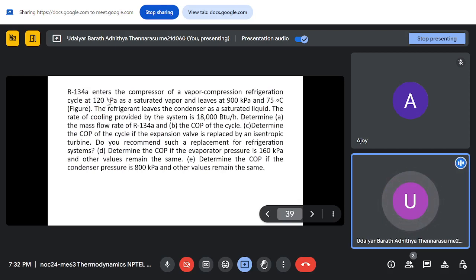Then they are saying that the refrigerant leaves the condenser as a saturated liquid. The rate of cooling provided by the system is 18,000 British thermal units per hour, and then determine the mass flow rate of R134A and the COP of the cycle. Second case is to determine the COP of the cycle if the expansion valve is replaced by an isentropic turbine. Do you recommend such a replacement for a refrigerant system? Determine the COP if evaporator pressure is 160 kilopascal and other values remain the same.